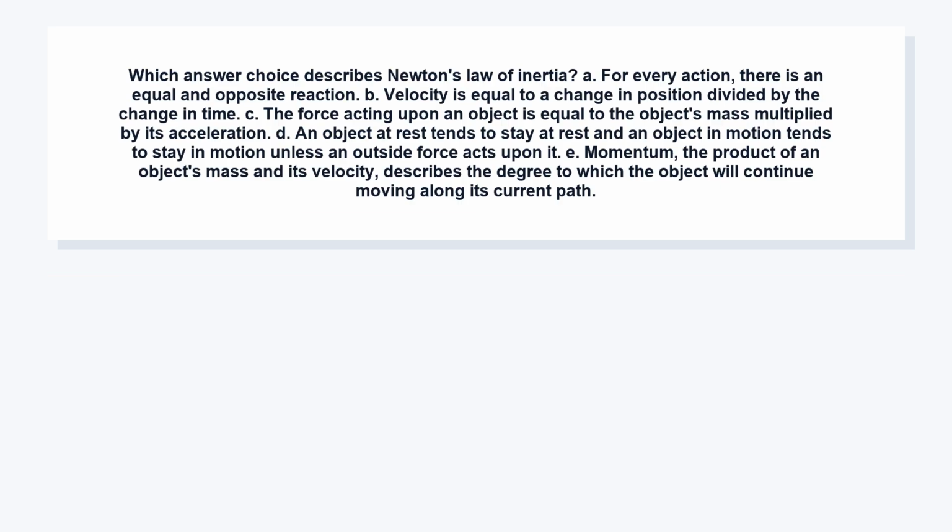Which answer choice describes Newton's law of inertia? A. For every action, there is an equal and opposite reaction. B. Velocity is equal to a change in position divided by the change in time. C. The force acting upon an object is equal to the object's mass multiplied by its acceleration. D. An object at rest tends to stay at rest, and an object in motion tends to stay in motion unless an outside force acts upon it. E. Momentum, the product of an object's mass and its velocity, describes the degree to which the object will continue moving along its current path.